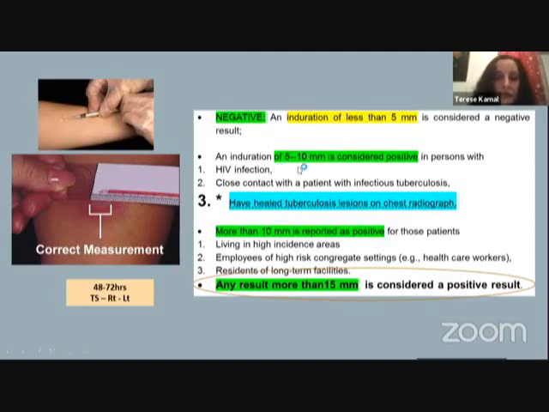So if it's between 5 to 10 and the patient is immunocompromised or comes in close contact with TB patients, or even has a healed TB lesion on chest imaging, regardless of whether it's chest X-ray or CT. A healed TB lesion is a very important finding in chest imaging for us ophthalmologists. It might not be important to the chest doctor, but for us to diagnose, it's important. However, if it's more than 10 millimeters, and the patient is in an endemic area, like here in Egypt, or is a health care worker, or has been in a long-term facility, this patient would be regarded as having a positive PPD.